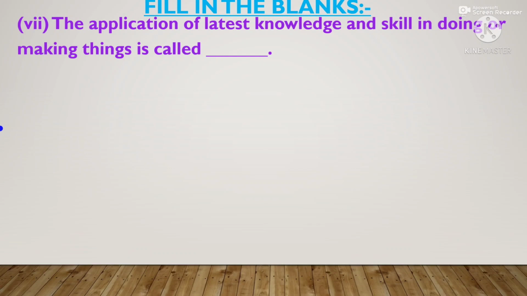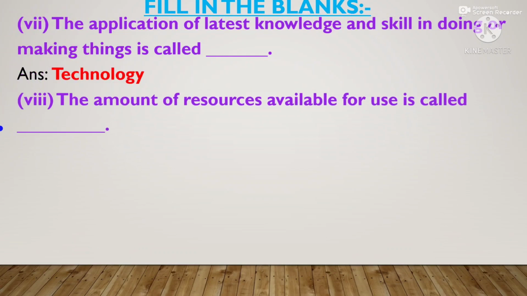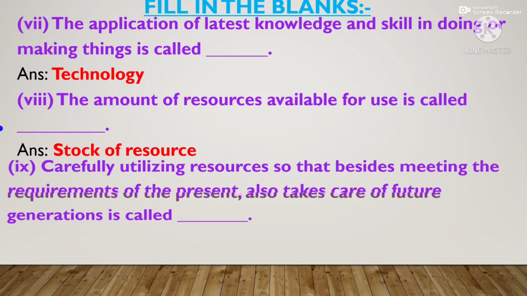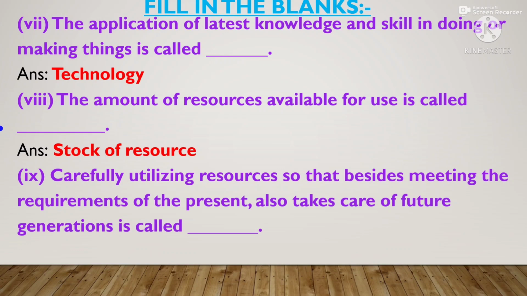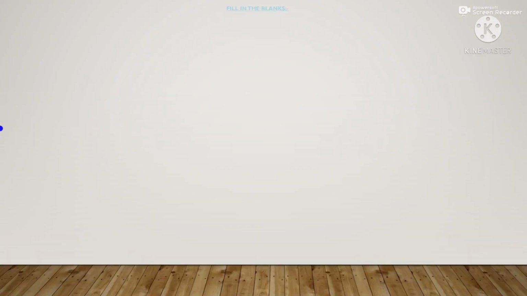The application of latest knowledge and skill in doing or making things is called? Yes, technology. Next is, the amount of resources available for use is called stock of resource. Next, carefully utilizing resources so that besides meeting the requirements of the present, also takes care of future generation is called sustainable development. Okay, students, next question.